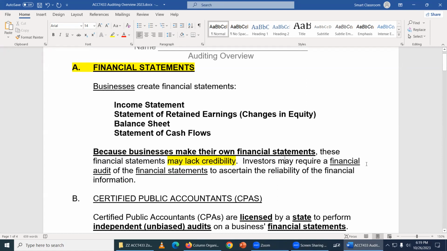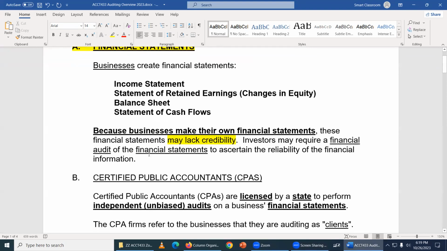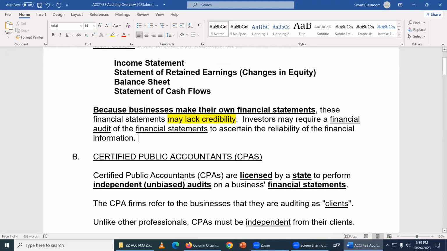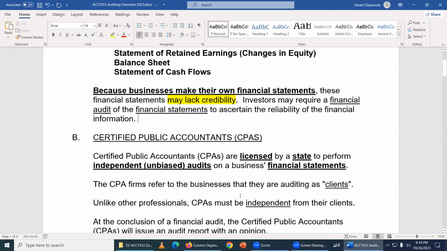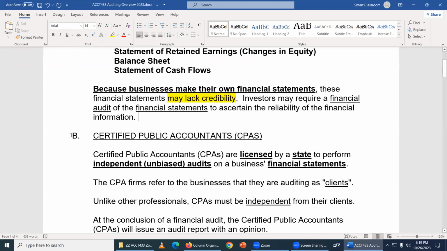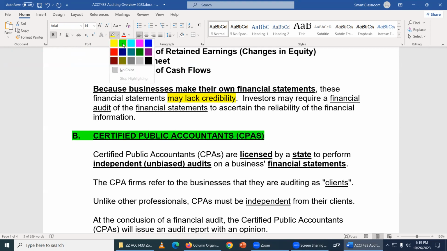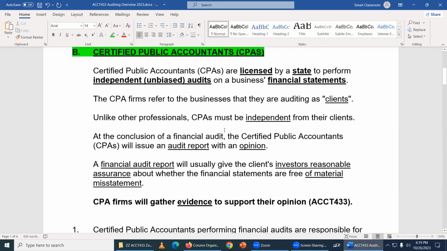Investors, or banks or whatever, require financial audits of the financial statements. So they need somebody to come in and take a look at the financial statements. That's where CPAs come in. So CPAs come in to take a look at those financial statements.